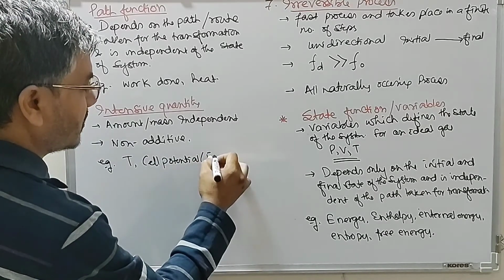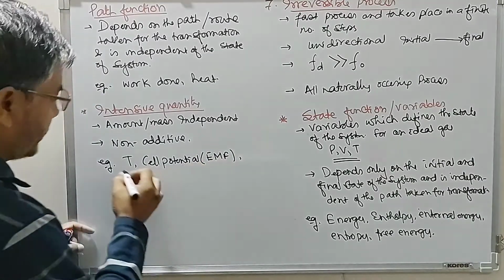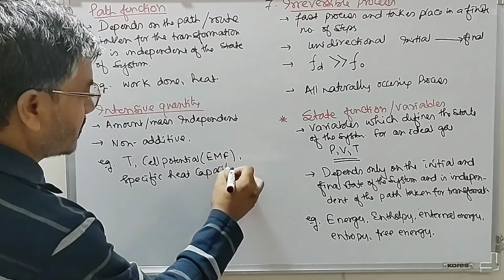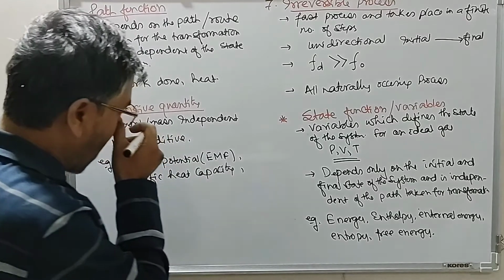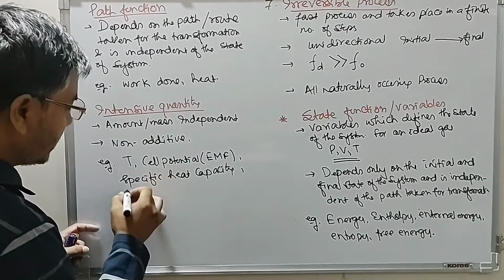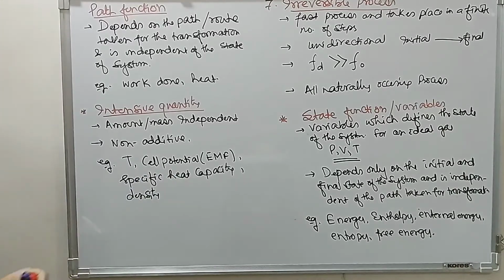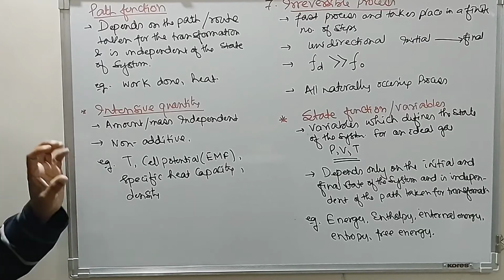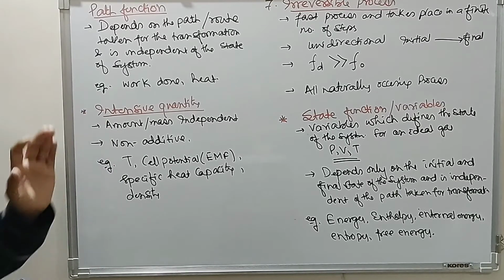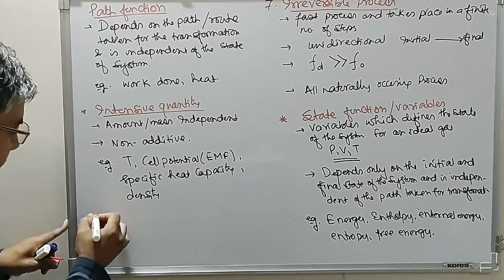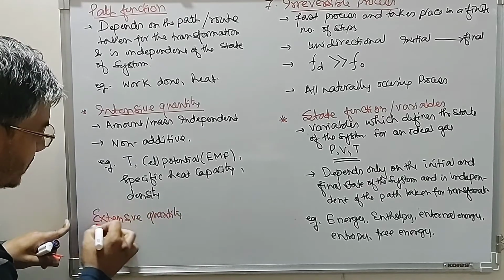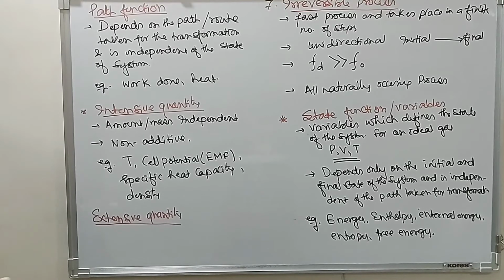Then we have cell potential, EMF. Then we have specific heat capacity. We have density. So look at this. These are the variables which are amount independent and they cannot be added or subtracted. That is known as intensive quantity. Then we have extensive quantity. These are the quantities which are amount or mass dependent.